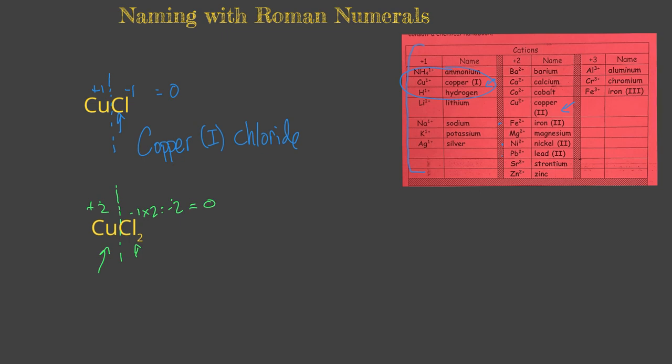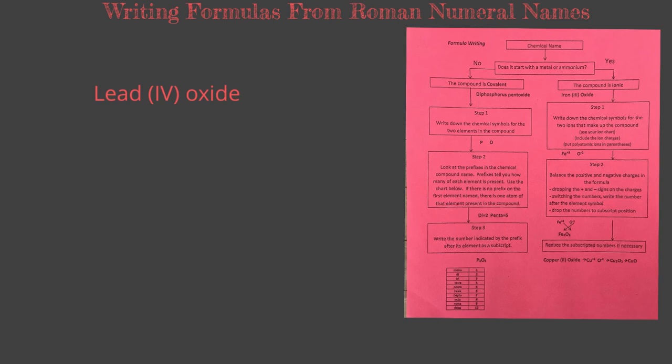So since this copper is +2, I name it with the Roman numeral of copper 2 chloride. And now here's another example. What if I'm given the name of a compound that has Roman numerals in it? Well, I just follow my steps here on my flow chart.